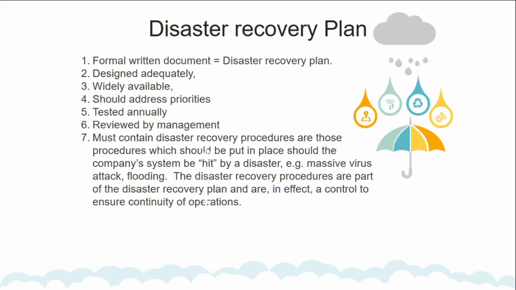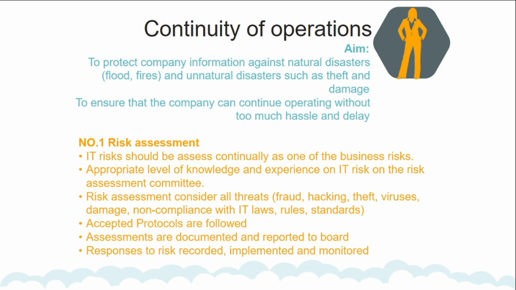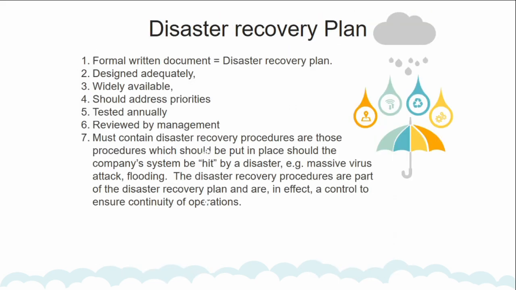All of this forms part of our disaster recovery plan. If we go back a few slides to where we were talking about continuity of operations, the most important thing that we need to maintain during continuity of operations is, if a disaster strikes, what do we do? This is where our disaster recovery plan comes in. The disaster recovery plan is a document that is prepared by management. In the document, it details what needs to happen if a disaster were to strike. Who needs to do what? So it needs to be adequately designed to cover all types of disasters.